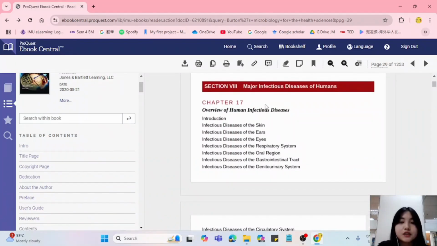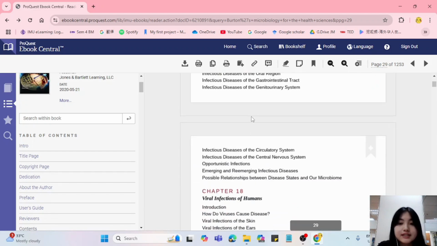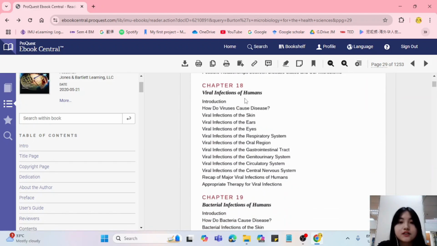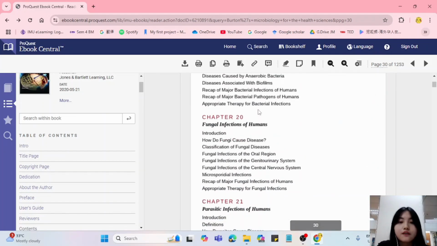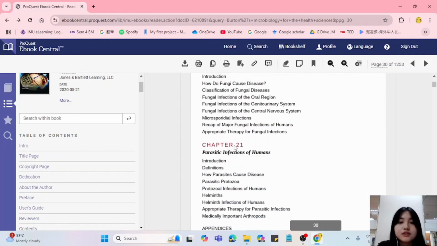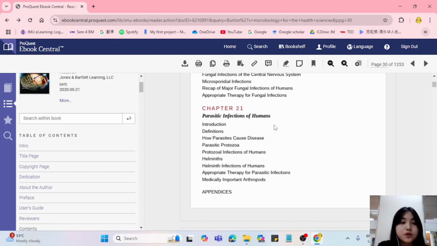Section 8, Major Infectious Diseases of Humans, provides an overview of human infectious disease, viral infections of humans, bacterial infections of humans, fungal infections of humans, and parasitic infections of humans. So with 21 chapters, this book serves as a comprehensive guide to microbiology.